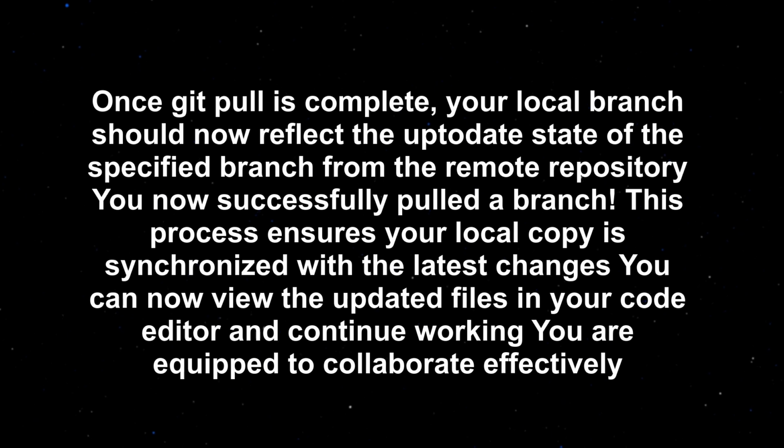Once git pull is complete, your local branch should now reflect the up-to-date state of the specified branch from the remote repository. You have now successfully pulled a branch. This process ensures your local copy is synchronized with the latest changes. You can now view the updated files in your code editor and continue working. You are equipped to collaborate effectively.